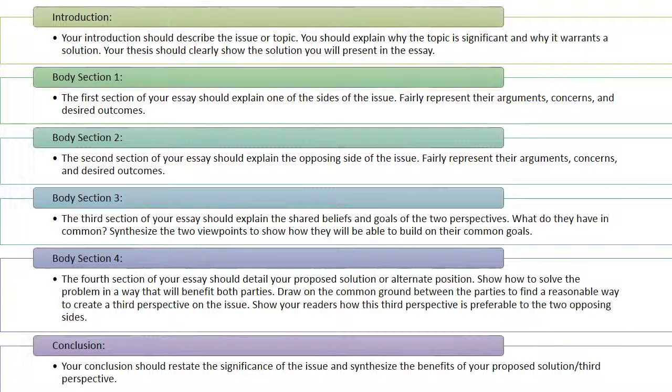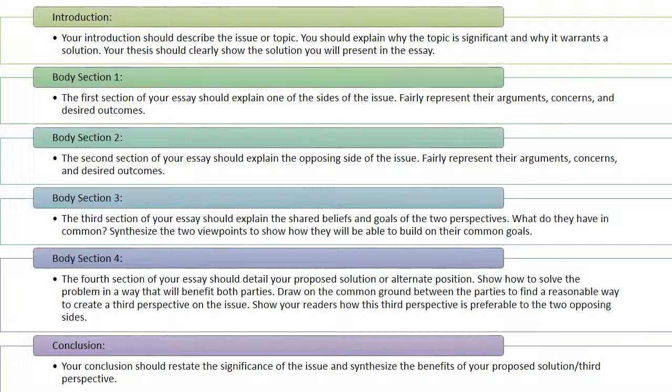The essay that you're going to write, like I said, is going to be exploring different perspectives and finding a third perspective. The assignment gives you a pretty good structure for how to build that essay. So the introduction is going to describe the issue. Why is this a significant issue or topic? Why does it need a solution? Your thesis then will clearly show the solution that you're going to present.